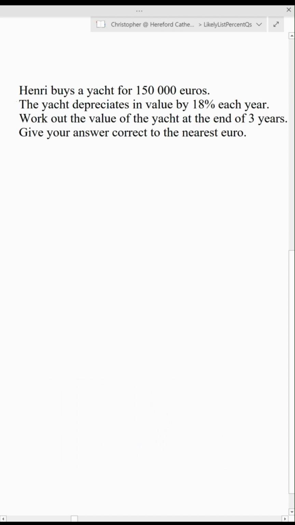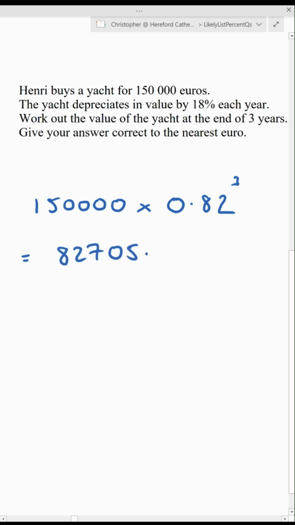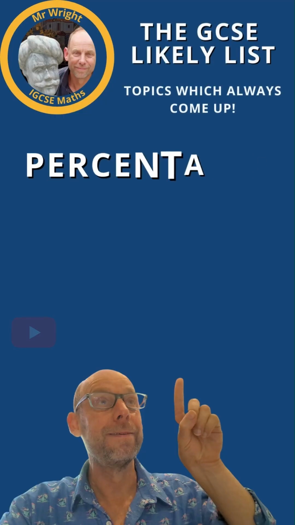Right, so we've got 150,000, and each year it's being reduced by 18%, so the multiplier is 0.82, and that's for 3 years. Gives me the answer on my calculator of this. So to the nearest euro, the answer is 82,705.